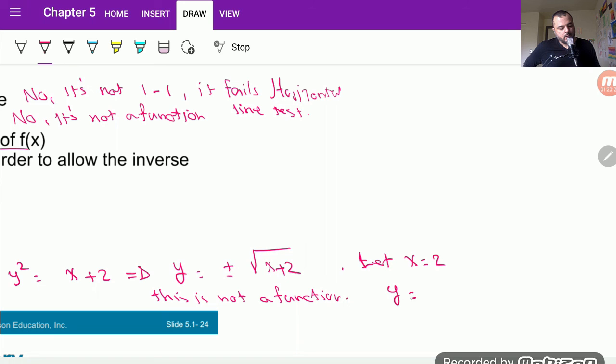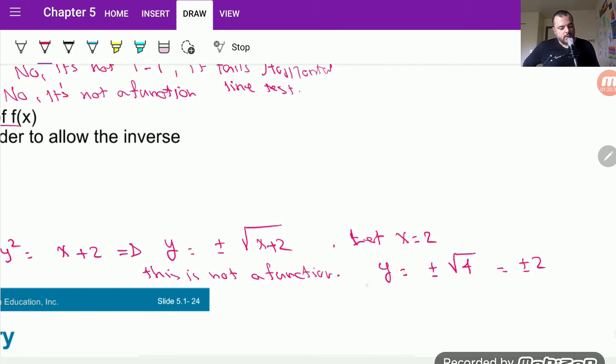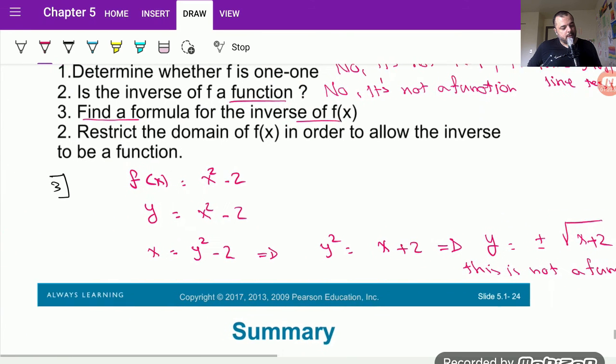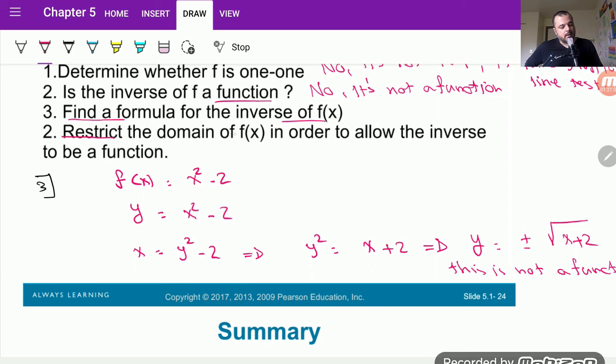You get y equals plus or minus the square root of 2 plus 2, which is 4. So what did we get? Plus or minus 2. So when x is 2, y is going to be 2 or y is going to be negative 2. So this is not a function because one value in the domain maps to two values in the range. So it's not a function. Good. So restrict the domain of f in order to allow the inverse to be a function.